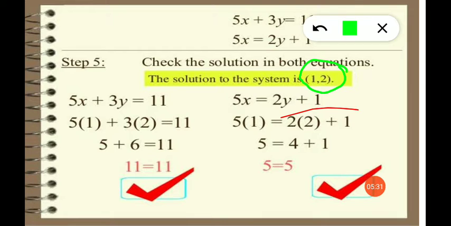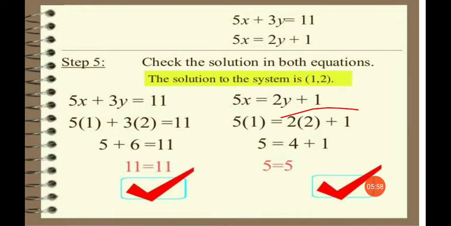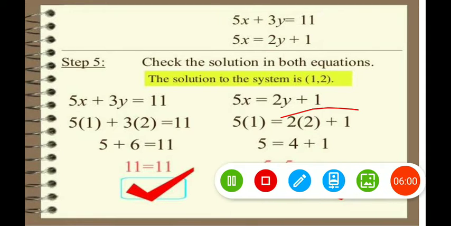Now we will move to the process of checking the solution. For that, we will make two columns, one for one equation, another for the other equation. We will put the values of x and y in both the equations. After solving in both the equations, we get LHS is equal to RHS, which means that our solution is correct.